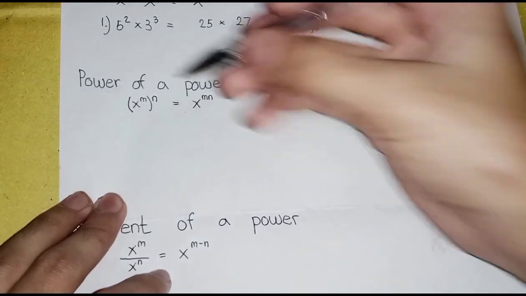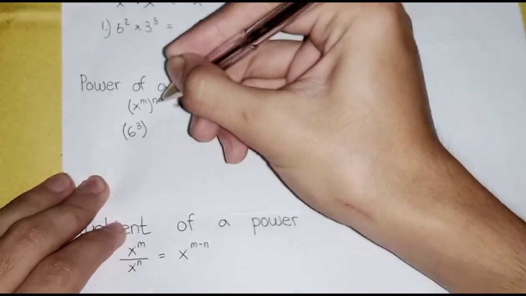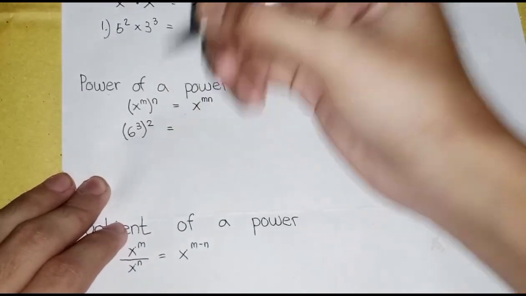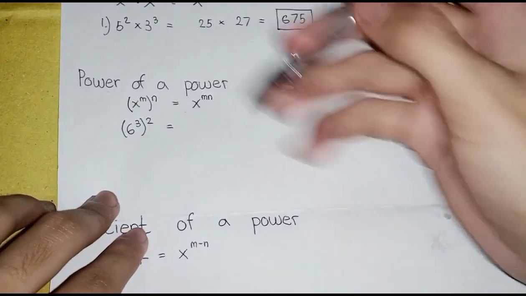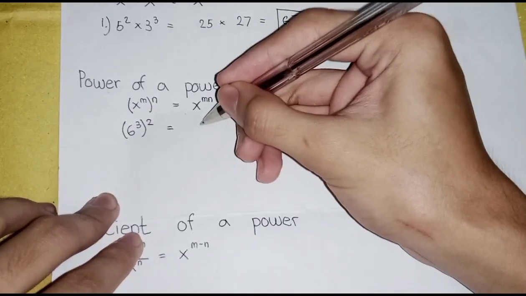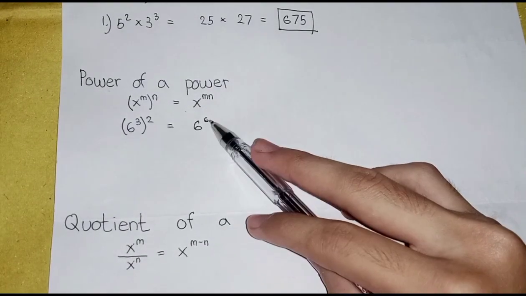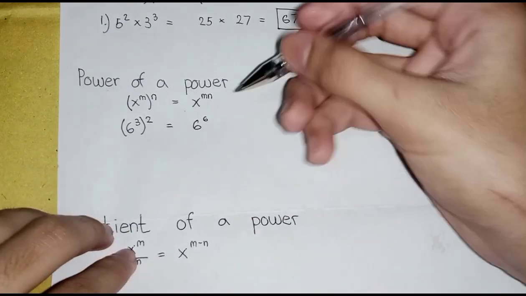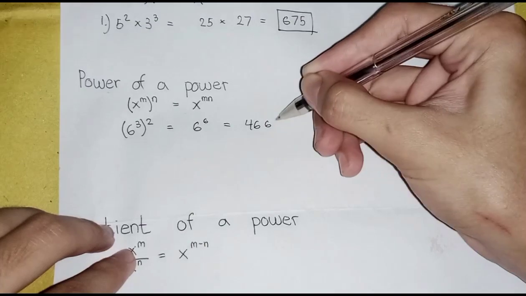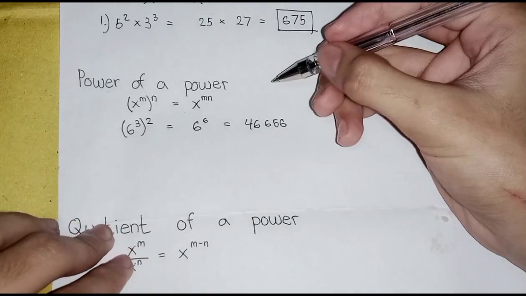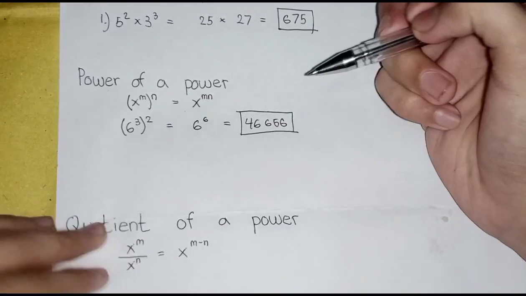Example tayo, numbers. 6 cube, opening parenthesis, squared. So, first, pag multiply natin tong 3 times 2, that will be 6. Kaya magiging 6 raised to 6. So, 6 raised to 6 ay 46,656. So, ganun lang. Yan ang final answer. Pag multiply yun, kaya naging.